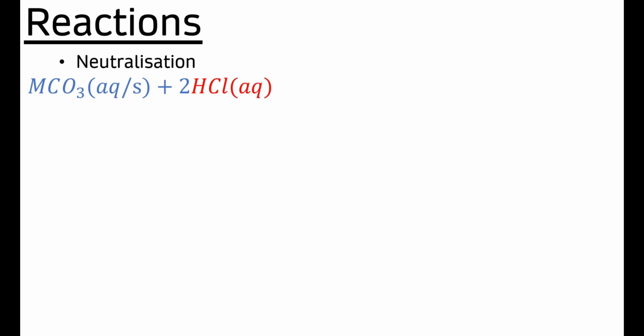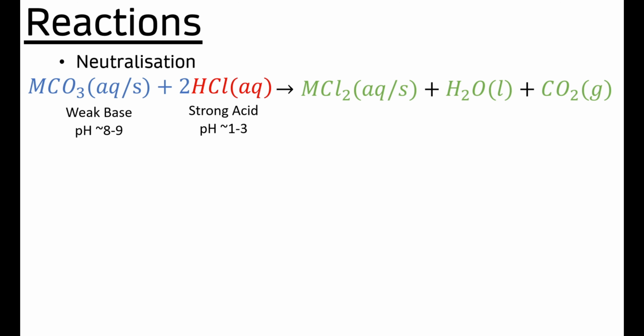Now we need to focus on the reactions of carbonates. First is that of neutralization. Carbonates are weak bases, and usually have a pH of around 8 or 9, whereas an acid like hydrochloric acid has a pH of 1 to 3. However, the products that are made, of which are a metal salt, water and carbon dioxide, have a pH that is quite neutral, around 7 or 8.